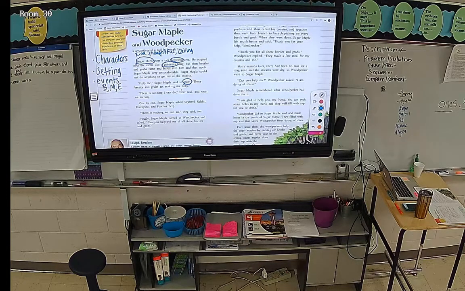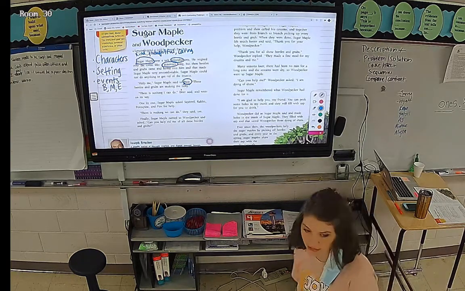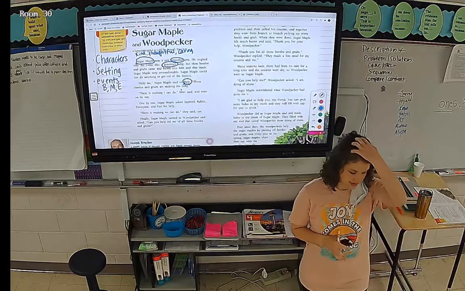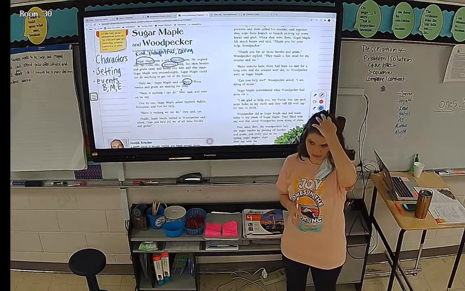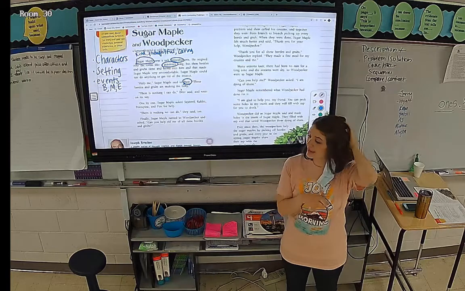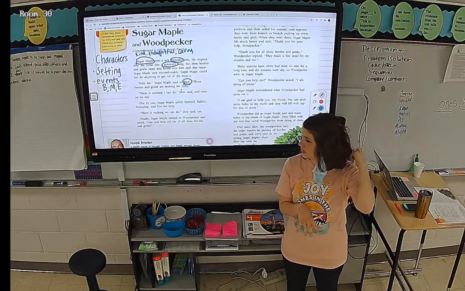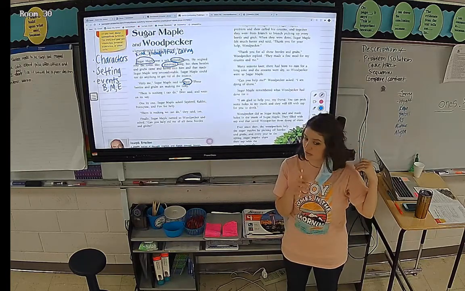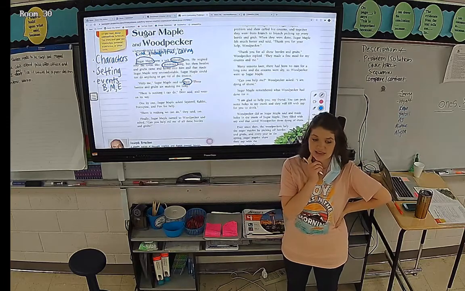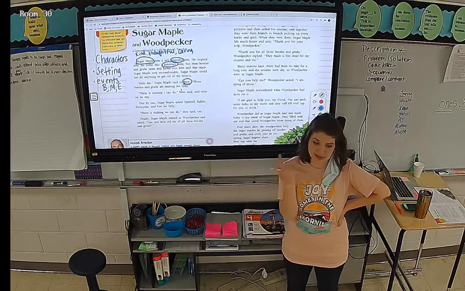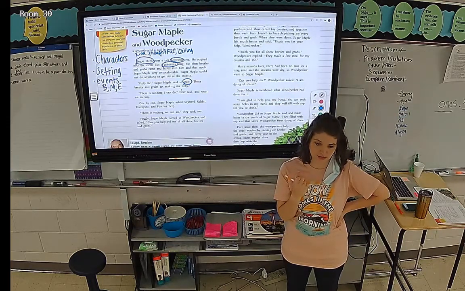Gavin, give me a word to describe the deer. Mean. Okay, do we agree? Is he mean? Yeah. Is that the best word to describe him? No. Is he really being mean to the Sugar Maple? No. He just couldn't help it. He's unhelpful. Well, is it that he couldn't help him, or was he choosing not to help him? He was choosing. He couldn't.